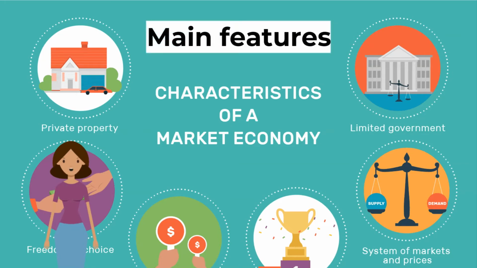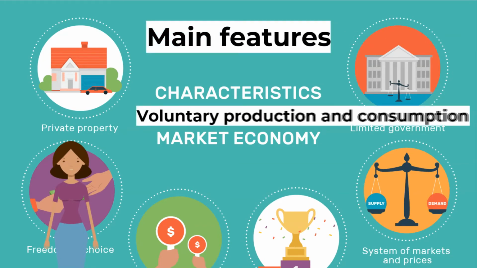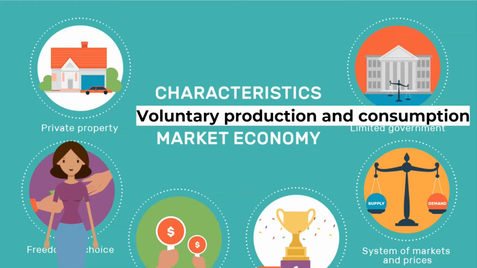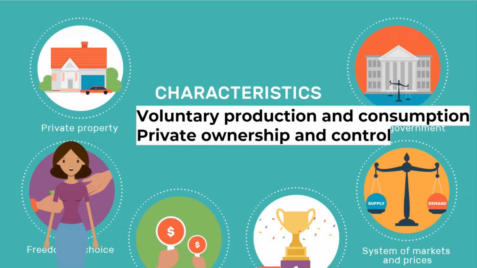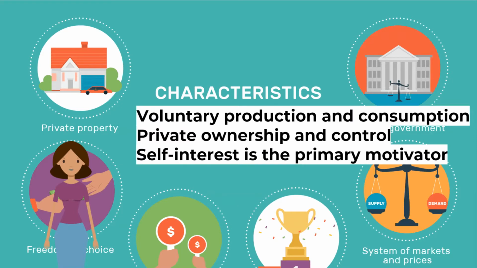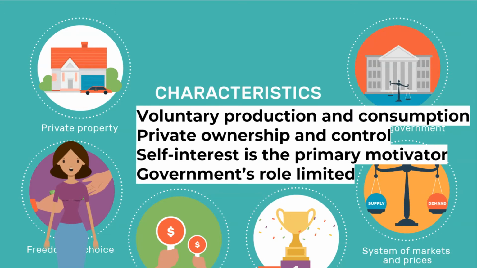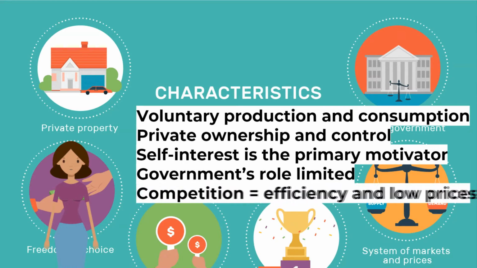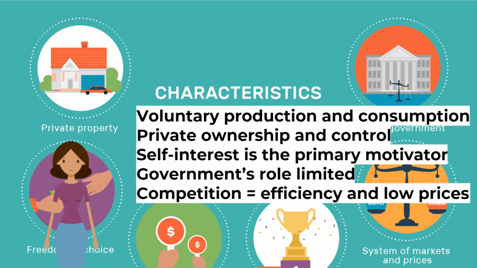The central elements that make up a market economy include: voluntary production and consumption of goods, with overall freedom for every individual to make their own choices. Overwhelmingly, there is private ownership and control of resources and property, including the means of production as well as the labor supply. Self-interest is the primary motivator for all economic decisions. The government's role in the economy is limited, for example, preventing monopolies, allowing fair and equal access to markets for all, and protecting the nation and its markets through military means. Competition creates overall efficiency and low prices.